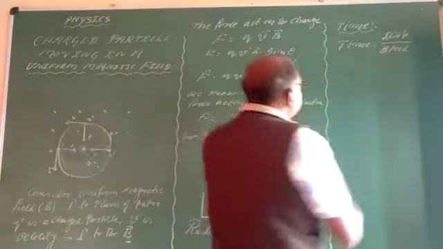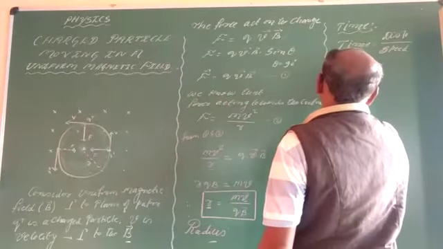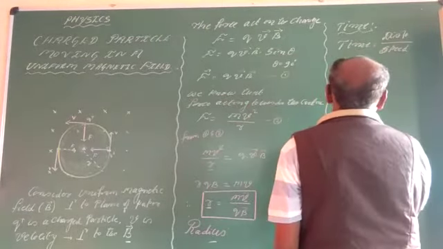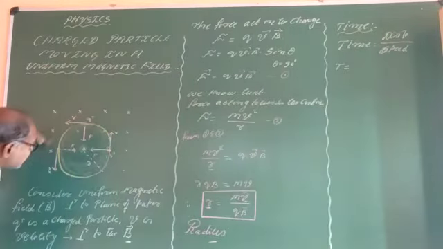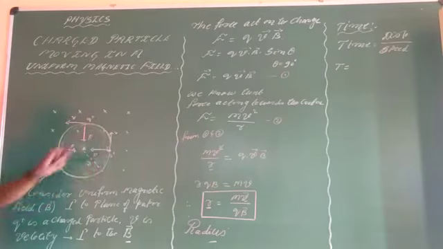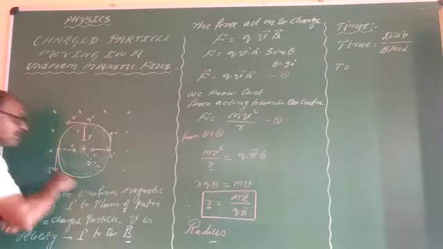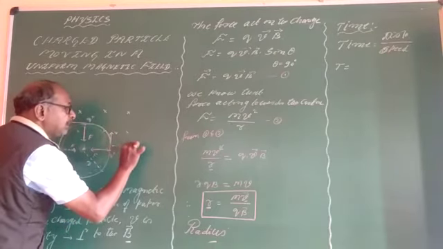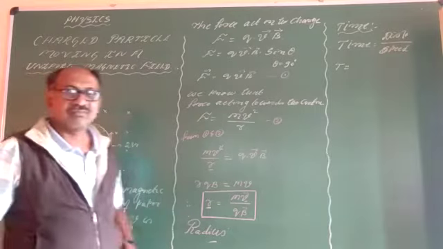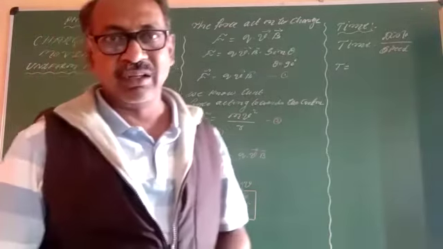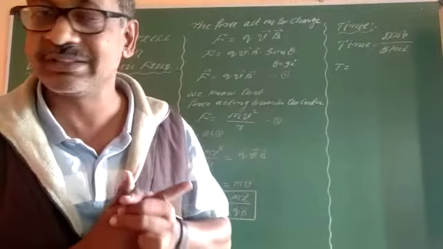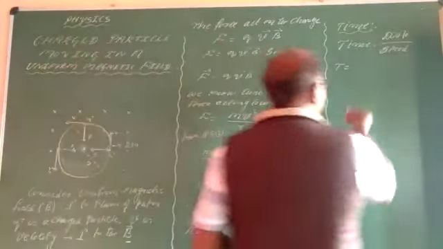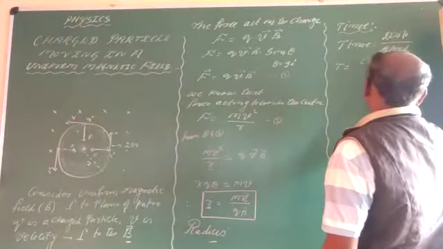So I can write this particular equation as t is equal to the distance traveled. The distance traveled is nothing but the entire circumference of this particular circle. One rotation starts from here and ends here. So it means 2 pi r, that is nothing but the circumference of the circle.